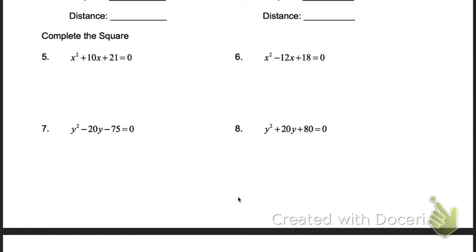With completing the square, your goal is to go from standard to vertex form. So that's like the whole goal. You're given standard, which is a, b, c, like ax squared plus bx plus c. And the vertex form is a times x minus h squared plus k. So in order to do that, the first step is you move your constant over to the other side.